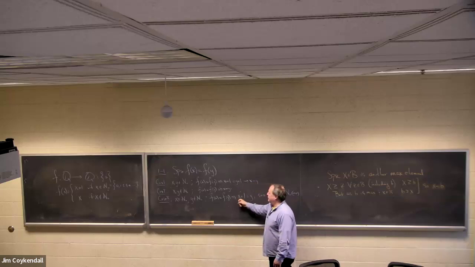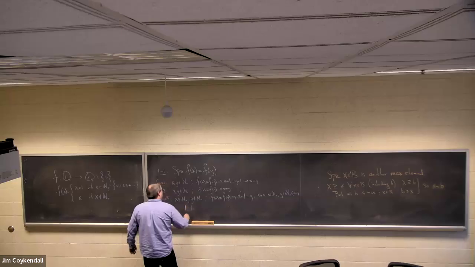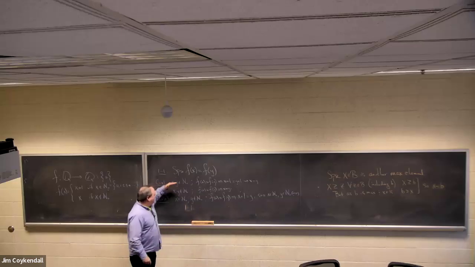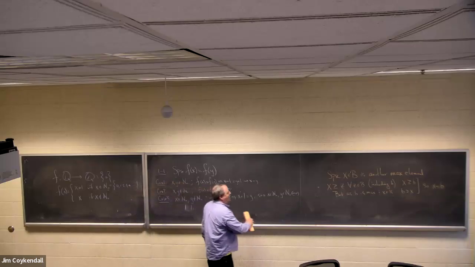Because if x is a natural number, then that gets x equal to y, and this just can't happen.